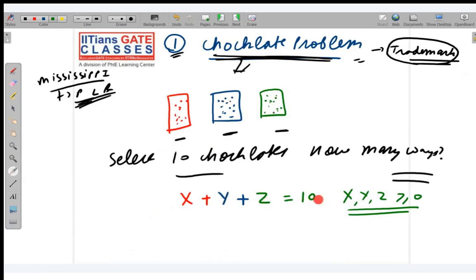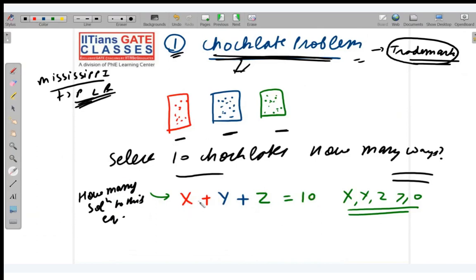We have x plus y plus z is equal to 10. This is the equation, and the constraint is this. And now I want to find how many solutions there are to this equation. Are you getting it? Finally we want to find how many solutions there are to this equation. So the chocolate problem finally boils down to this problem. We have an equation, for this equation the constraint is this, and we want to find how many solutions it has.